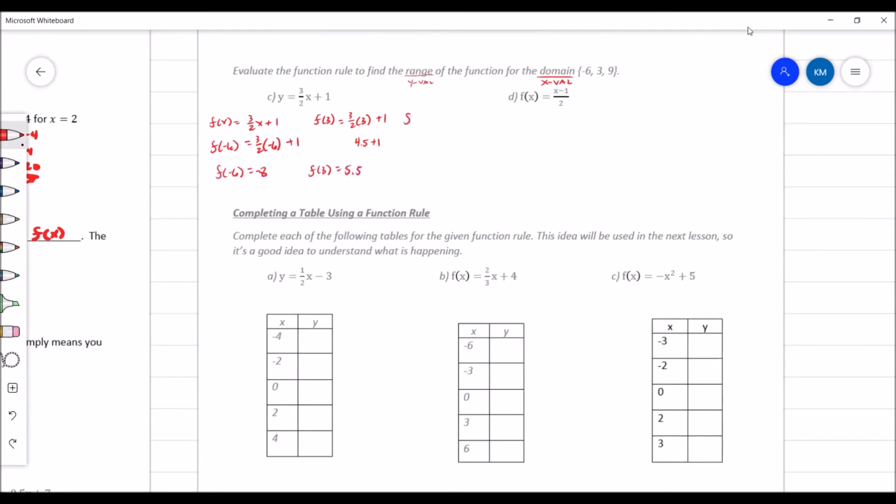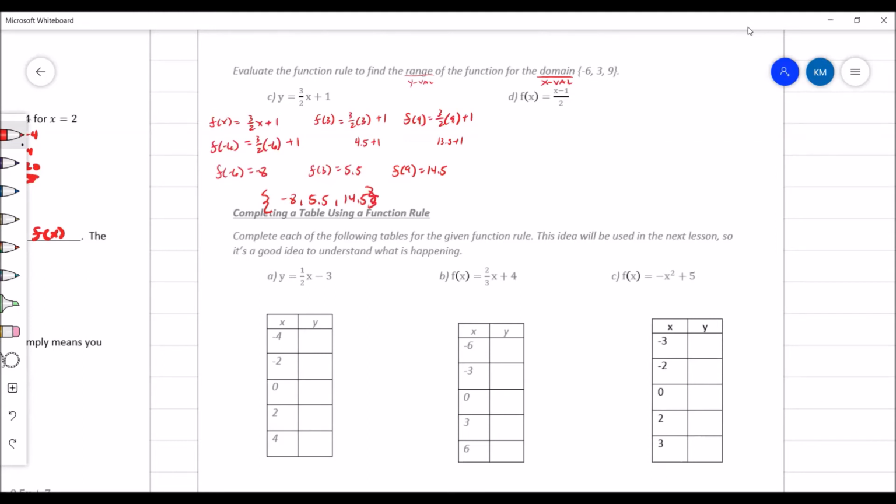And then f of 9. So 3/2 times 9 plus 1 is 27 divided by 2, which is 13.5 plus 1, which is 14.5. So f of 9 is 14.5. Okay, and so here are our values. What is it, least to greatest? So -8, 5.5, 14.5.